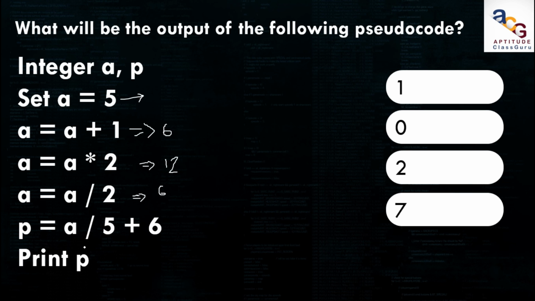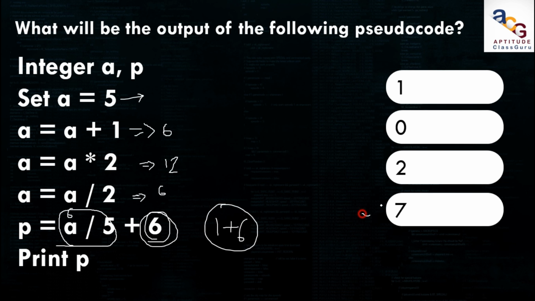P equal to a by 5 plus 6. Just remember that now the value of a is 6 and according to the BODMAS rule, this division has the highest priority. What is the value of 6 by 5? It is 1, right? Why? Because the p value is an integer. We have to take the outputs as integers. So it is 1 plus how much number do you have to add? 6. So 1 plus 6, the answer is 7.